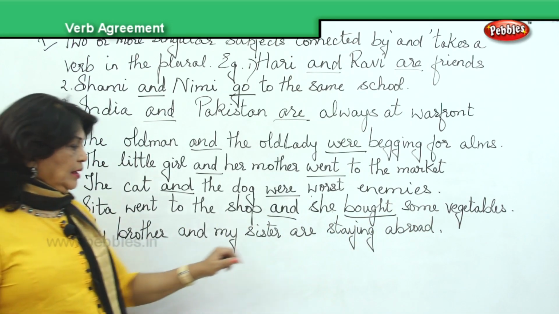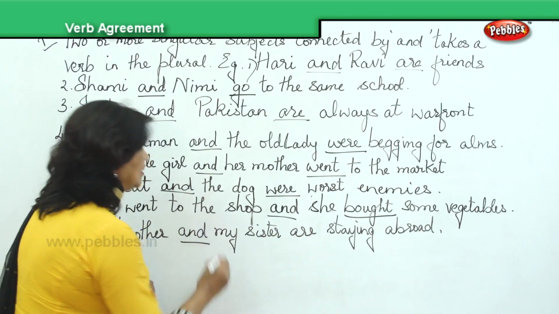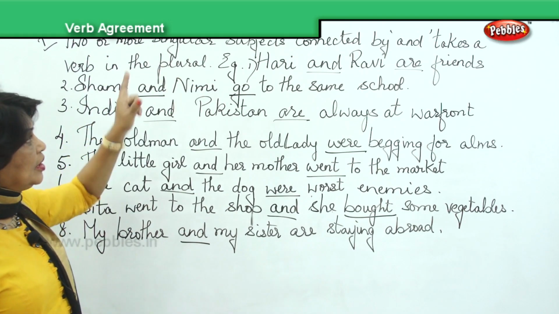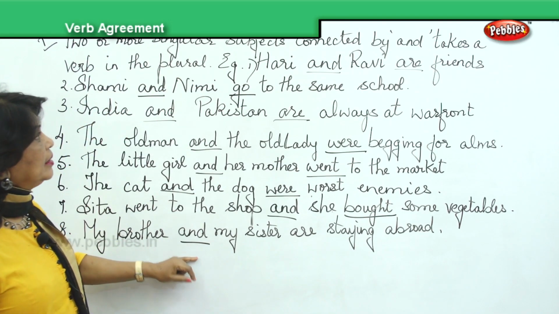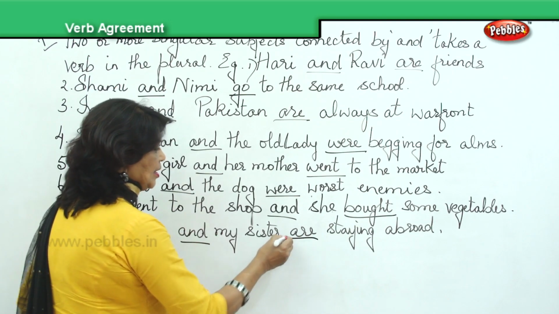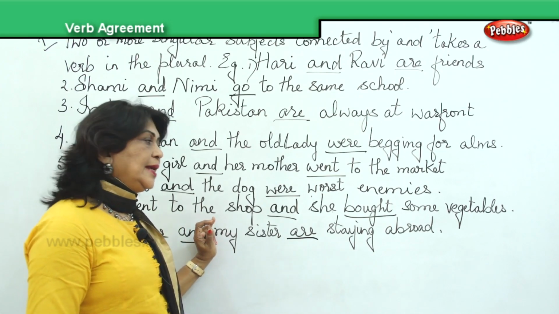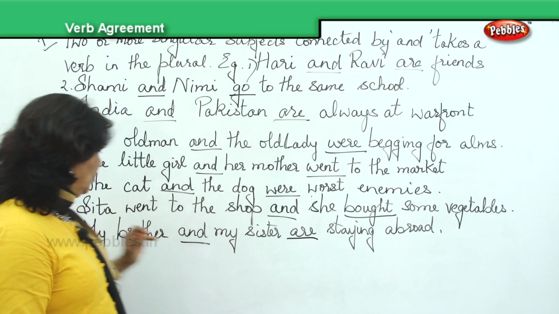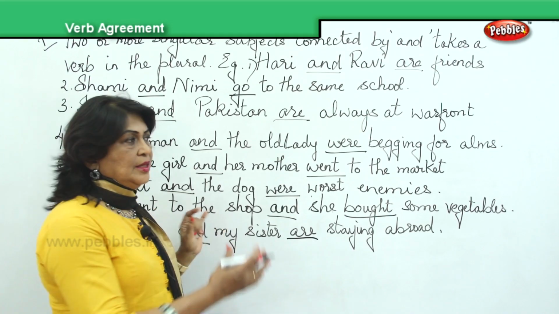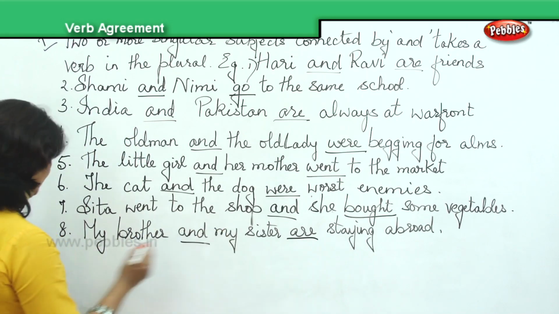My brother and my sister, two subjects connected by and. I told you, two or more singular subjects connected by and take a verb in the plural: are staying. If I say my sister is staying abroad, or my brother is staying abroad, that's different, but since they are connected by and, we use the verb in the plural.